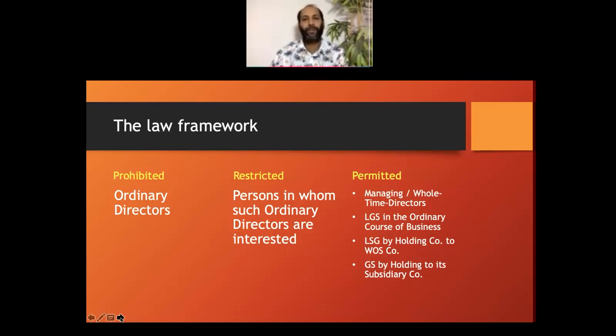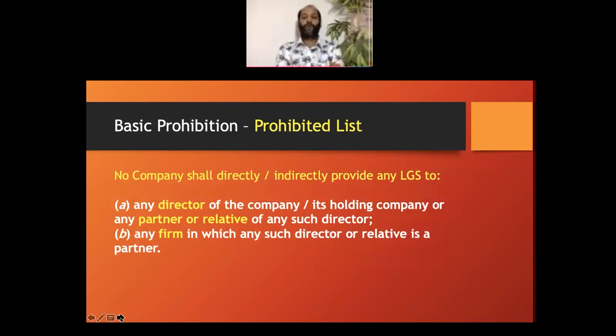The permitted list is divided into four categories. One, MD and whole-time directors. Second, loan or security given in the ordinary course of business. Third, loan or security given by a holding company to its wholly owned subsidiary company. And fourth, the guarantee and security given by a holding company to its subsidiary company, not a wholly owned subsidiary company. We will discuss this in a little bit of detail. Now each and every one we are going to discuss.